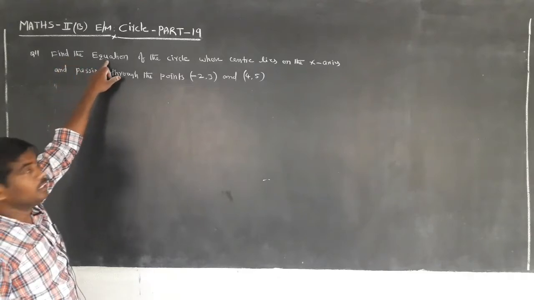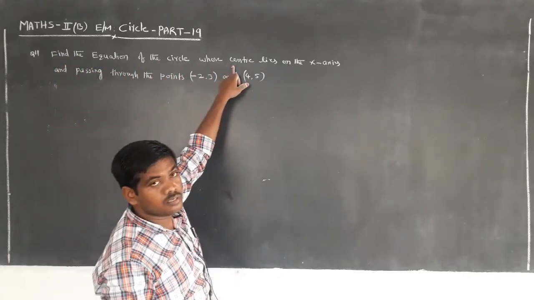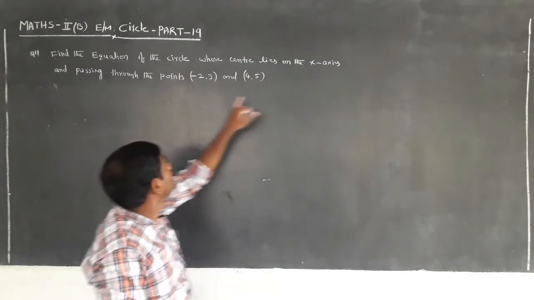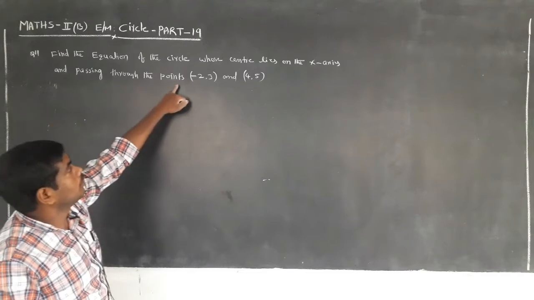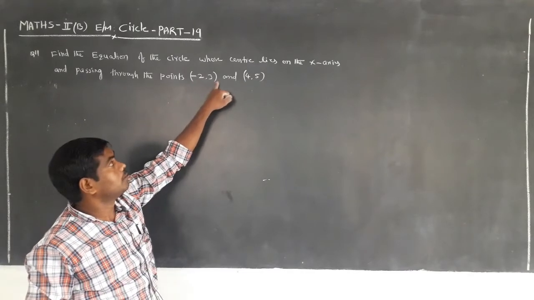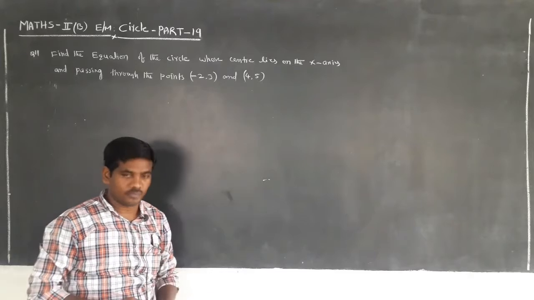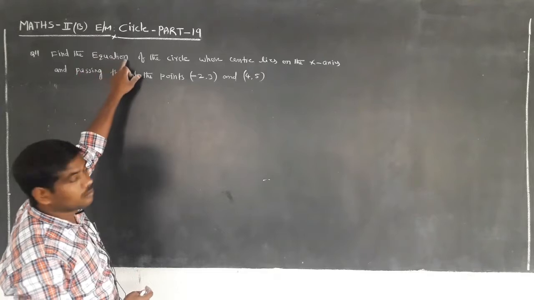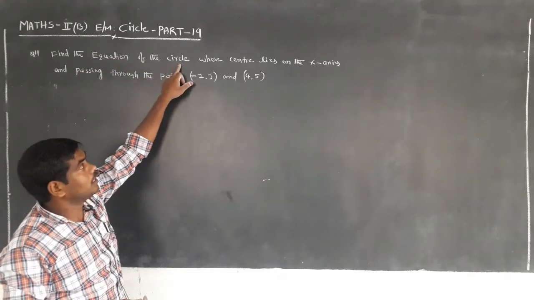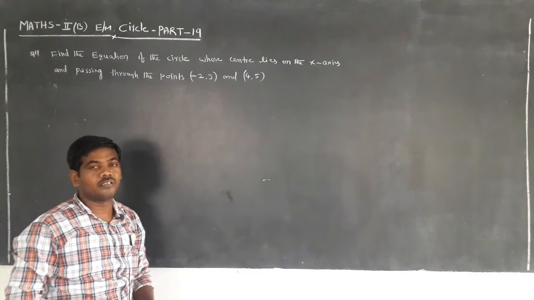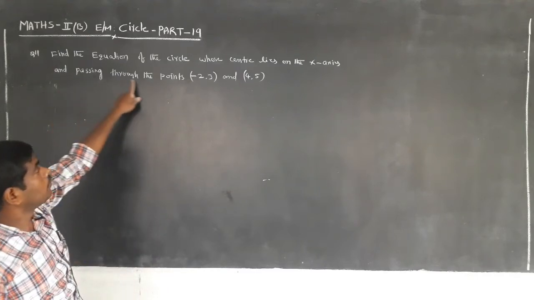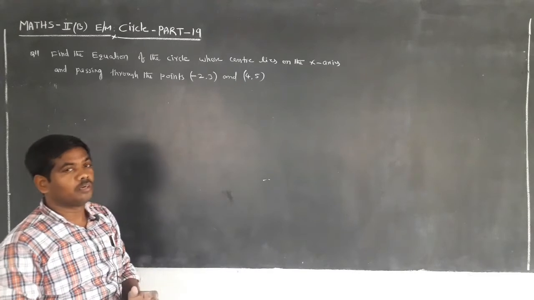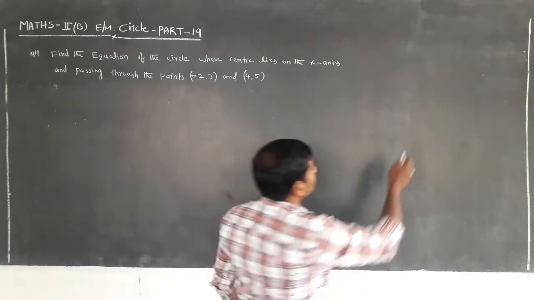Find the equation of the circle whose center lies on the x-axis and passing through the points (-2, 3) and (4, 5). Once again, the question: find the equation of the circle whose center lies on the x-axis and passing through the points (-2, 3) and (4, 5).